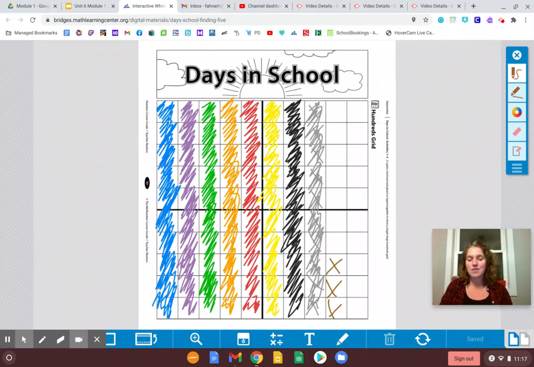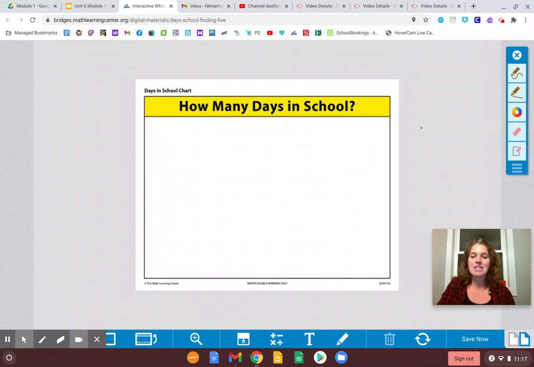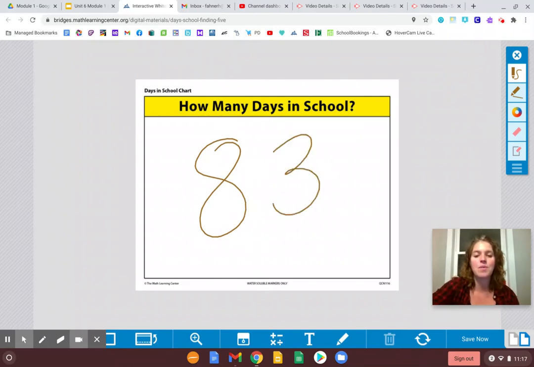Let's count by tens first, and then we'll add our ones on. We have 10, 20, 30, 40, 50, 60, 70, 80, 81, 82, 83. So when we write that, we're going to go ahead and write that we have our 8 groups of 10, and we have our 3 left over, our 3 ones next. 8 groups of 10 and our 3 ones.